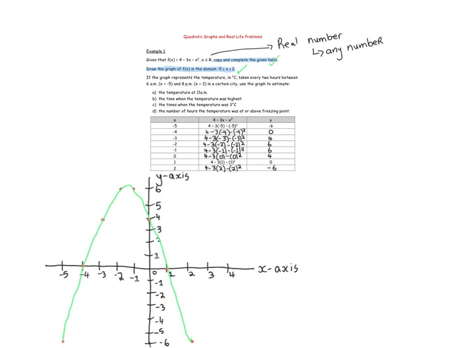So if the graph represents the temperature in degrees Celsius taken every 2 hours between 6 a.m., which is minus 5, and 8 p.m., which is 2, in a certain city, use the graph to estimate the temperature at 11 a.m. So, taken every 2 hours. So what I would do then is I would say, okay, well, this is 6 a.m. This is 8. This is 10, 12, and then it will go to 2, 4, 6, 8. So this is a.m.